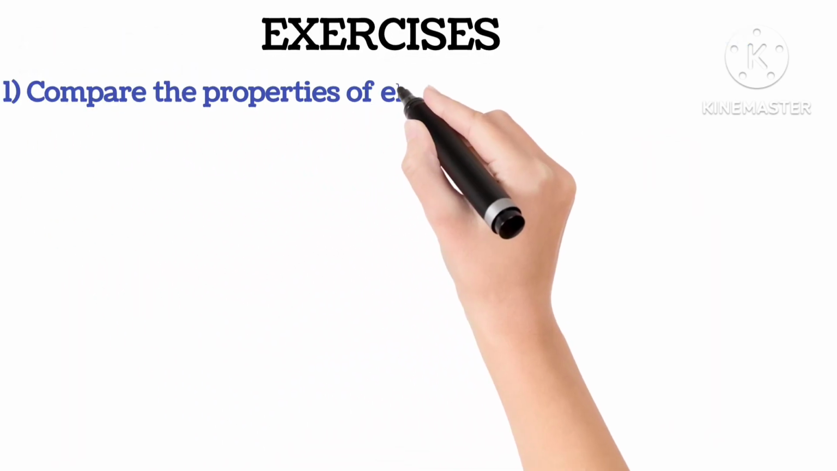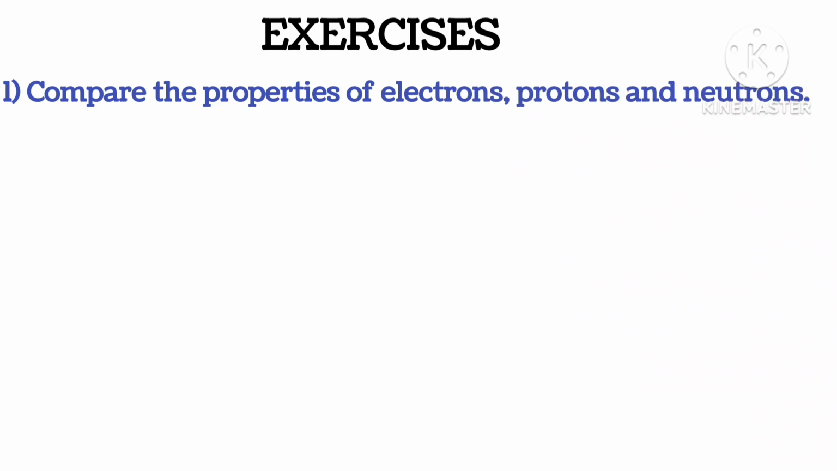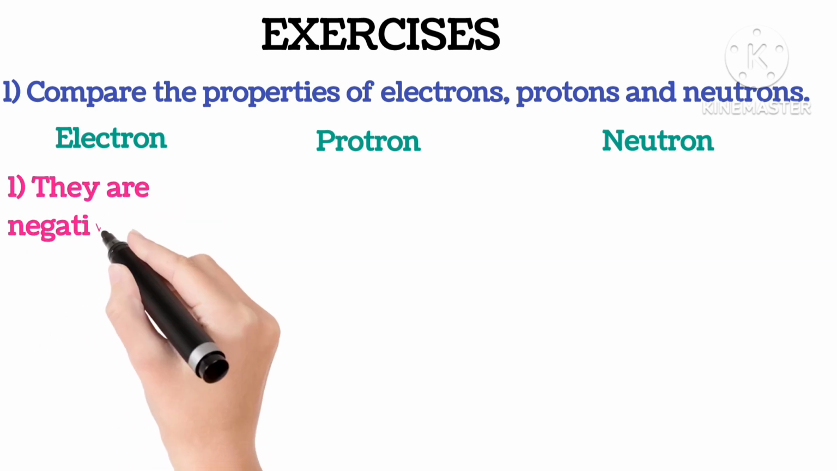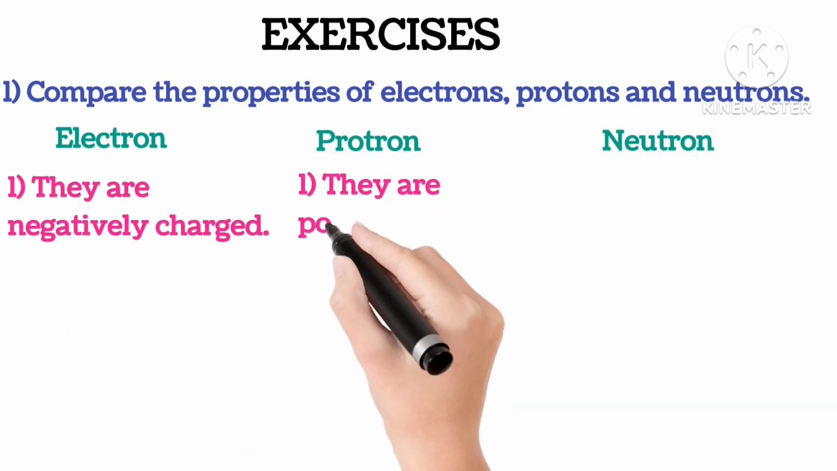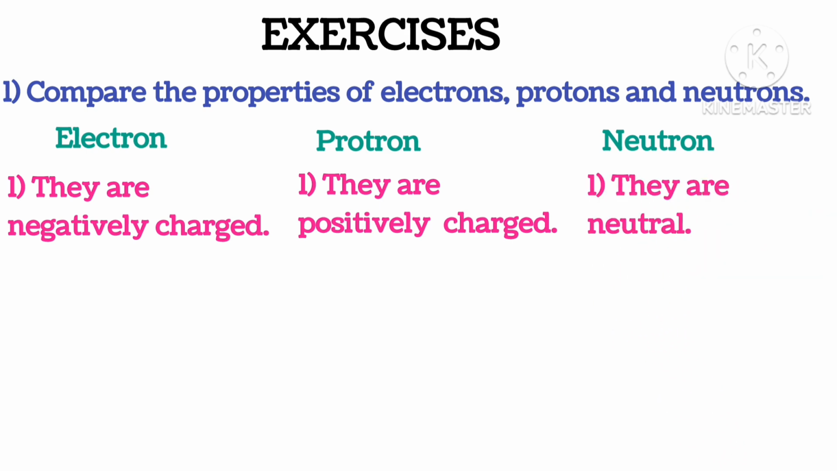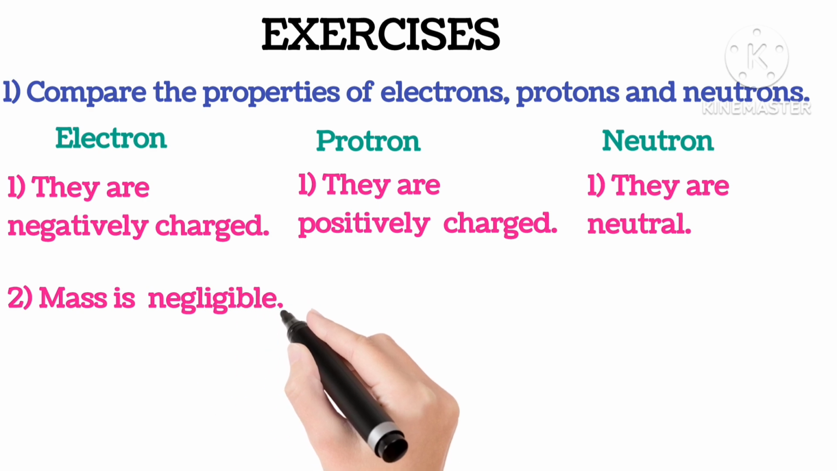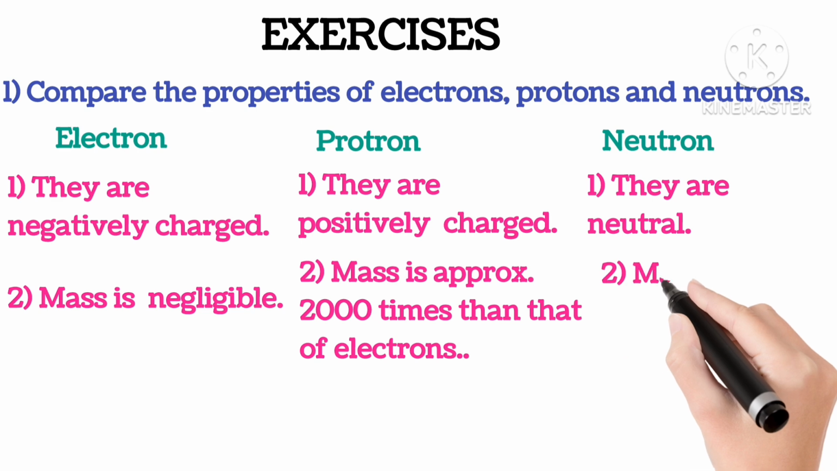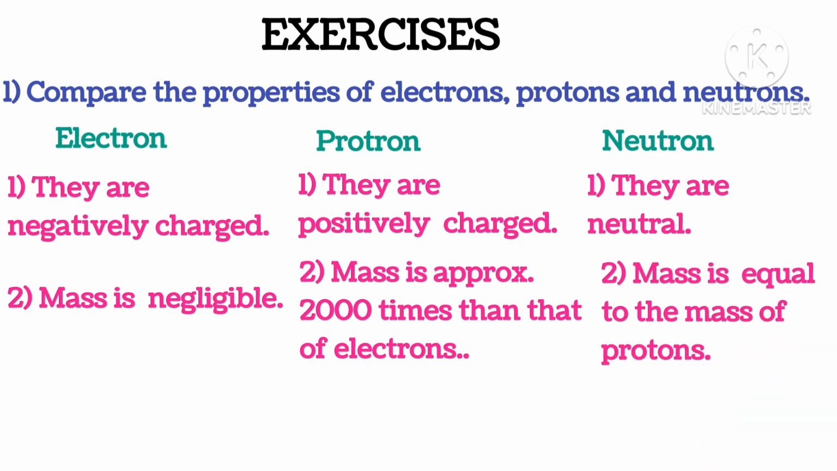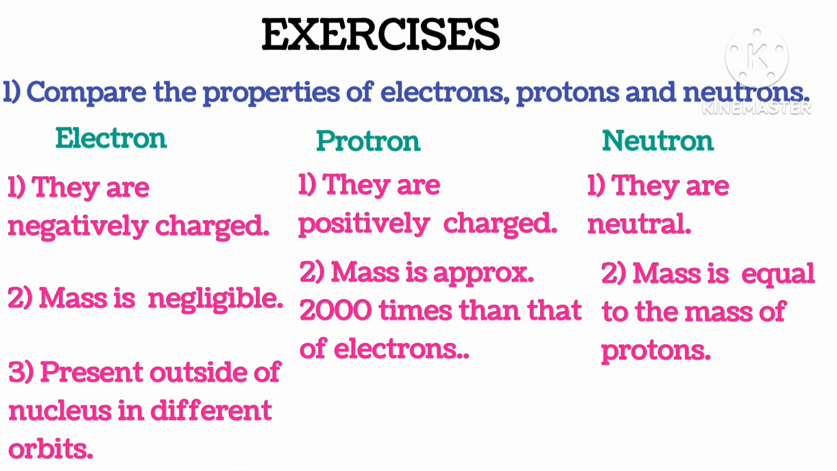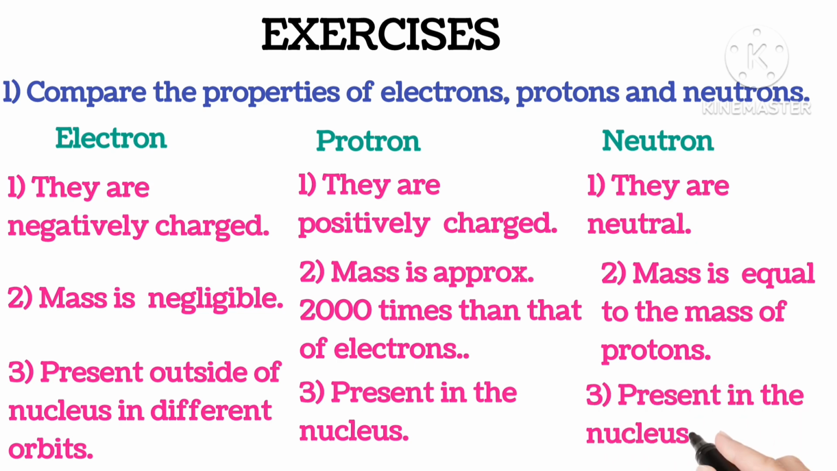Exercises. Compare the properties of electrons, protons and neutrons. So the properties are as follows. Electrons are negatively charged, protons are positively charged and neutrons are neutral. Mass of electron is negligible, mass of proton is approximately 2000 times that of electron, and mass of neutron is equal to the mass of proton. Electron is present outside the nucleus in different orbits, and proton and neutrons both are present in the nucleus.